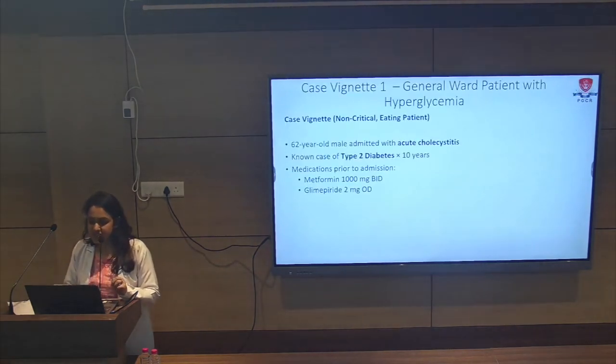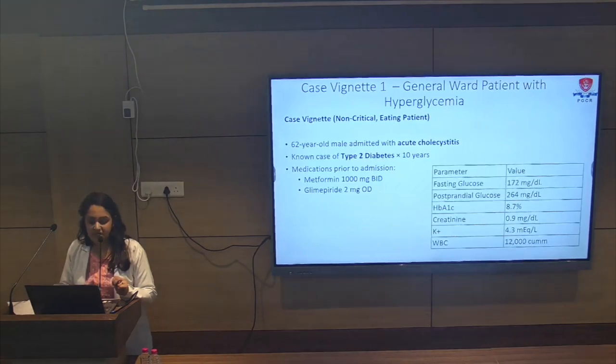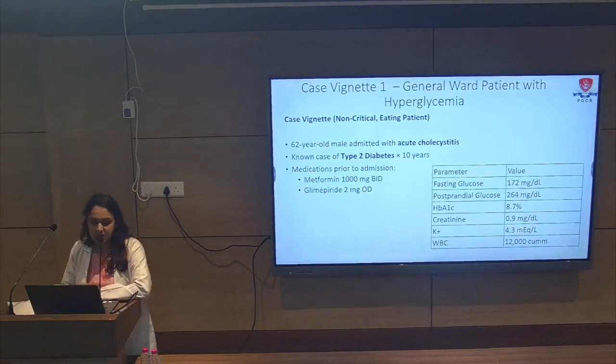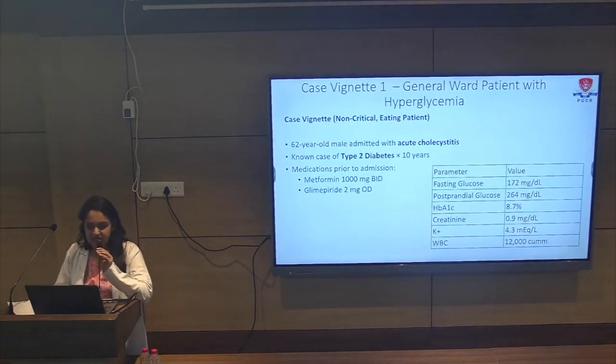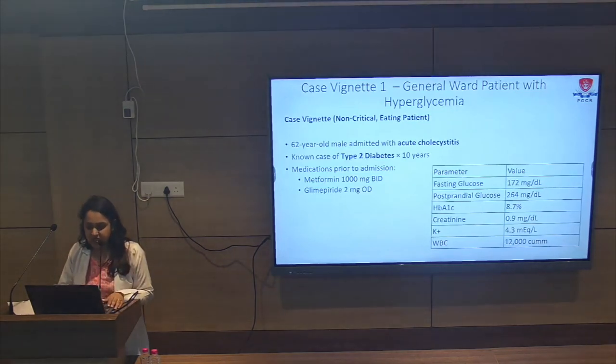This is a classic general ward scenario of a 62-year-old male admitted with acute cholecystitis, a known case of type 2 diabetes since 10 years. Medications prior to admission were metformin 1000 mg twice daily and glimepiride 2 mg once daily. Fasting plasma glucose was 172 mg per deciliter, postprandial glucose 264 mg per deciliter, HbA1c 8.7, creatinine 0.9 and total leukocyte count 12,000.